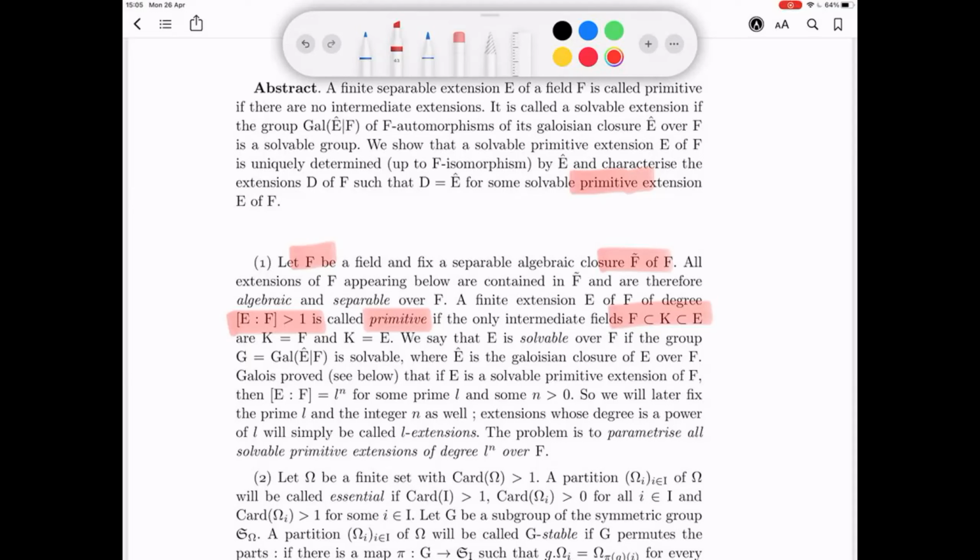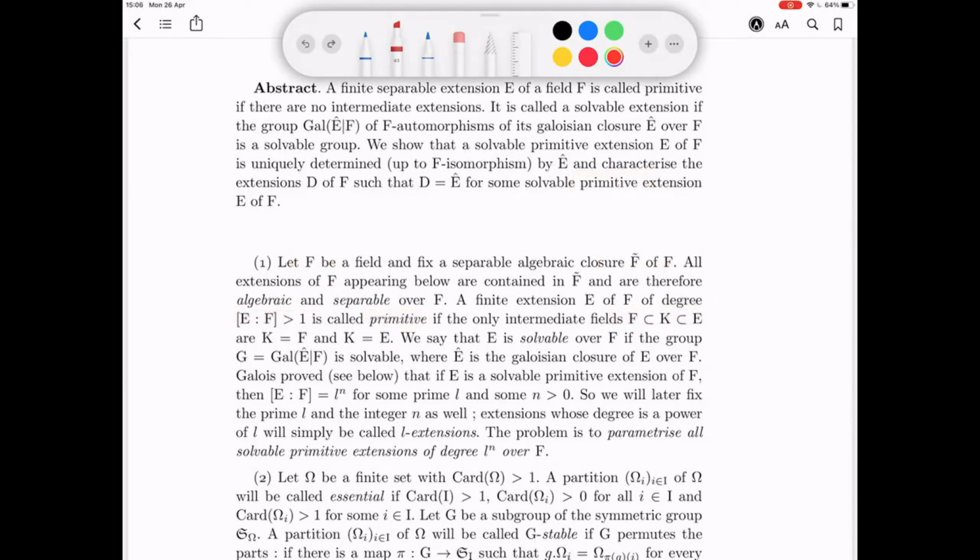It has something to do with primes in the sense that a prime is a number which should be strictly greater than 1 and should not have any divisors other than 1 and itself. Similarly, a primitive extension is one which is not equal to F itself, but doesn't have any intermediate extensions apart from, of course, F and E themselves. So this is what a primitive extension is. That's the definition.